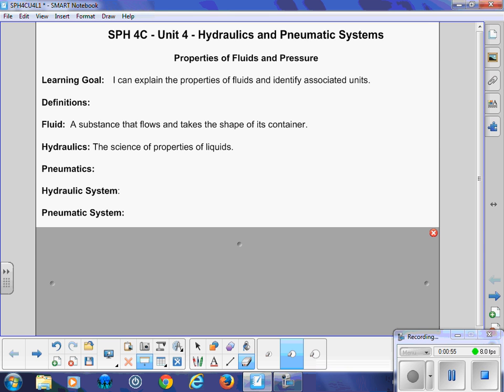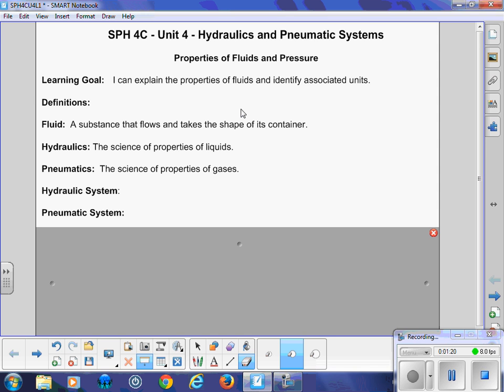There is an entire field dedicated to hydraulics and pneumatics, and you can go to either a university or a college program and get a degree in that. Pneumatics is the science of properties of gases, and they go hand in hand. There are relationships there, and often you are dabbling in both. So hydraulics is the science of liquids, and pneumatics is the science of gases.